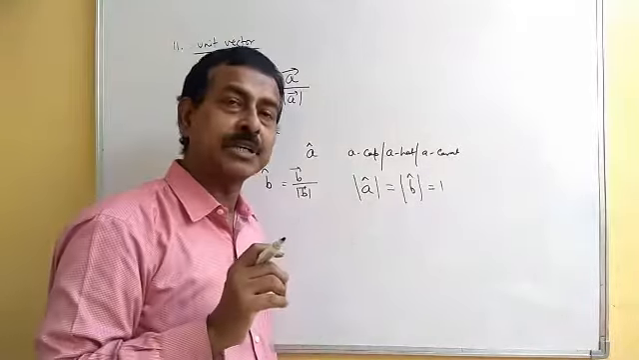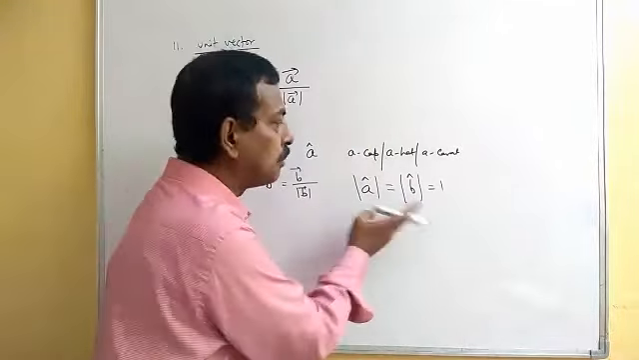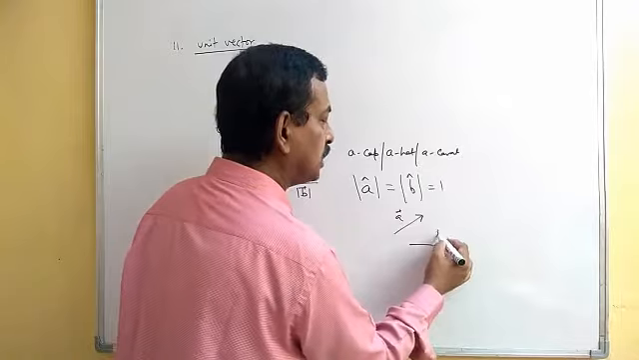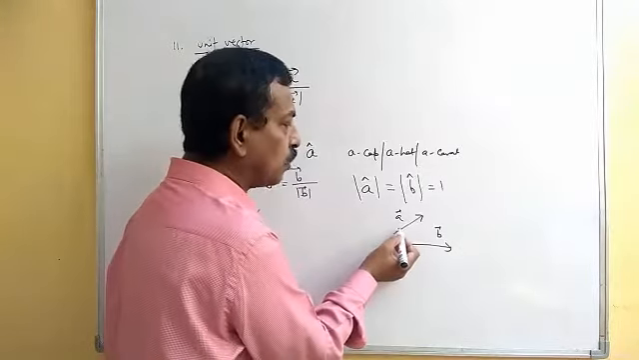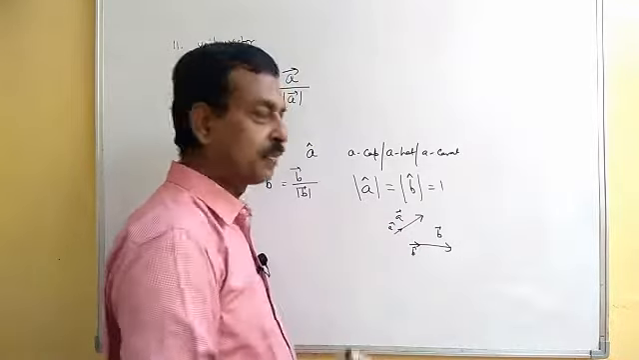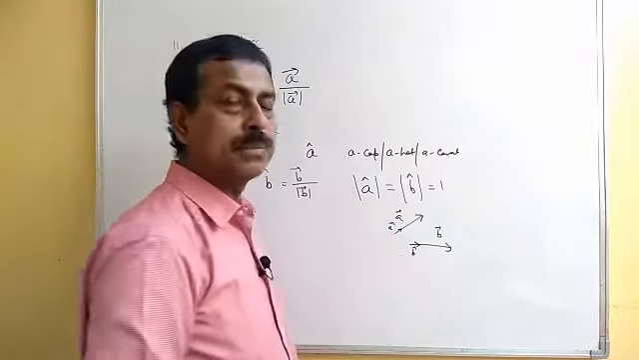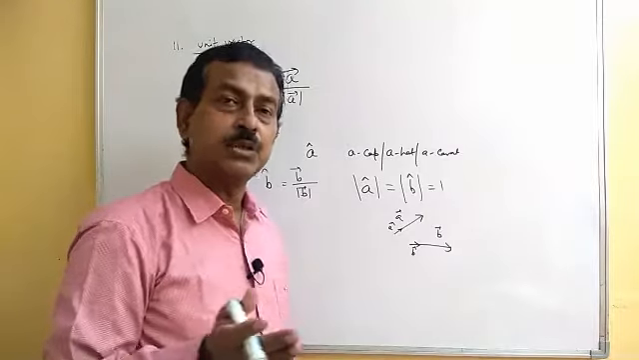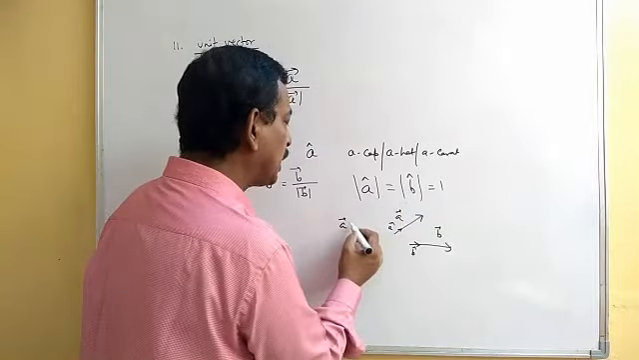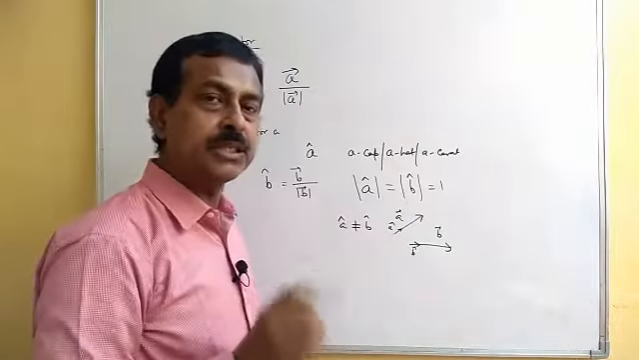But they are not equal vectors, because vector A may be in one direction, vector B may be in another direction. Suppose this is your vector A direction, this is your vector B's direction. So unit vector A will be in this direction itself. Similarly, unit vector B will be in this direction. These two, A cap and B cap, will be equal magnitude wise, but as their directions are different, they are not equal. Magnitude wise they will be equal, but A cap is not equal to B cap in general.